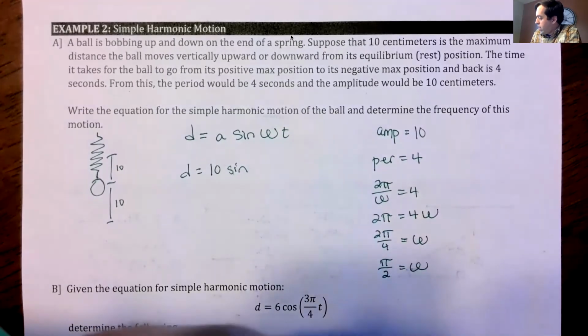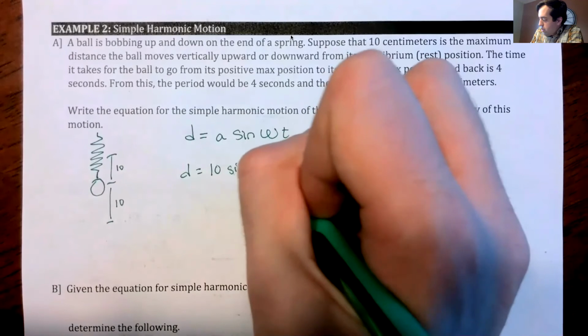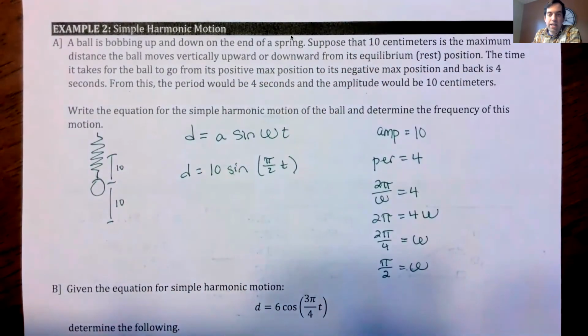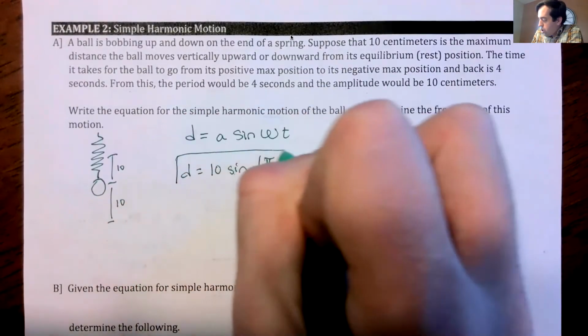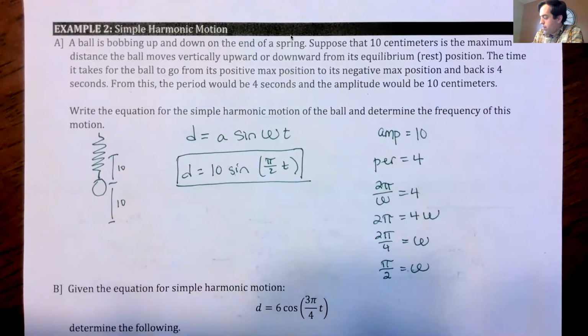So we have pi over 2 times t. T is our variable here. We don't plug in anything for t. But that is the equation for the simple harmonic motion of the ball over time.